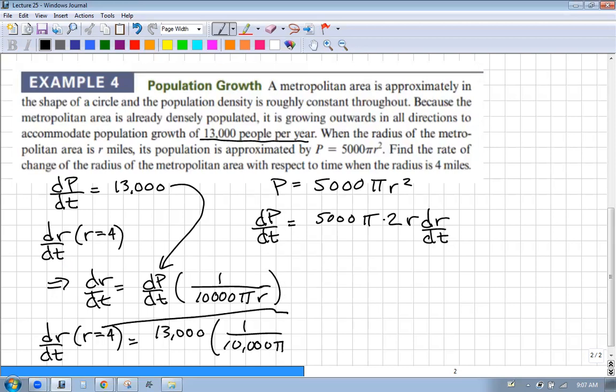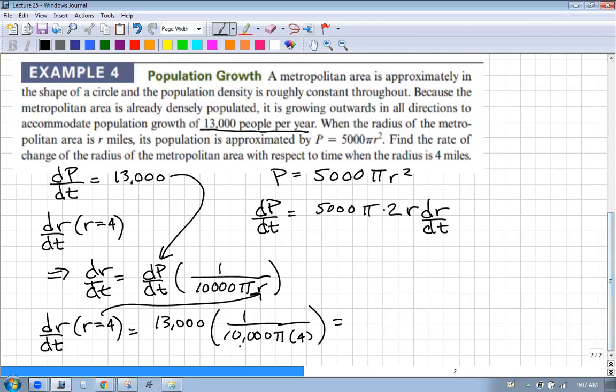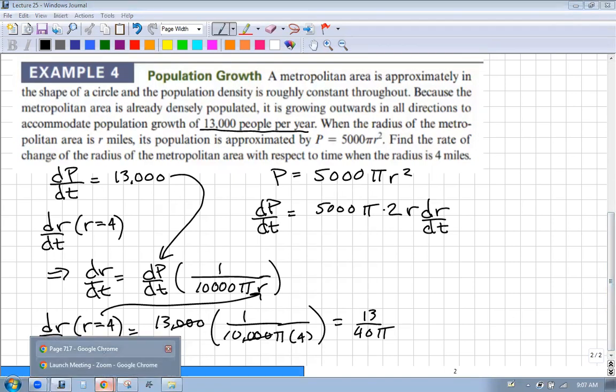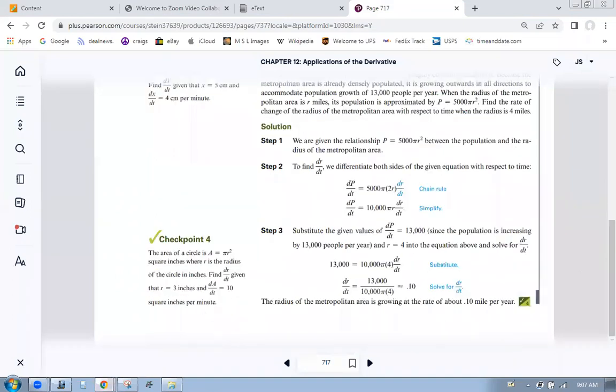And plug this in for our r. Oops, so times 4. And then we can simplify. See, I got 3 zeros there, 3 zeros there. I got a 13 over 40 pi. Whatever that means, some kind of nasty number. Yeah, 13 over 40 pi, it's approximately 0.1.